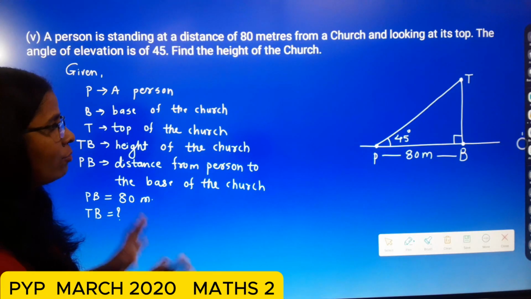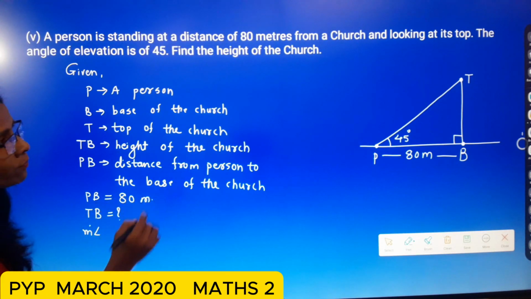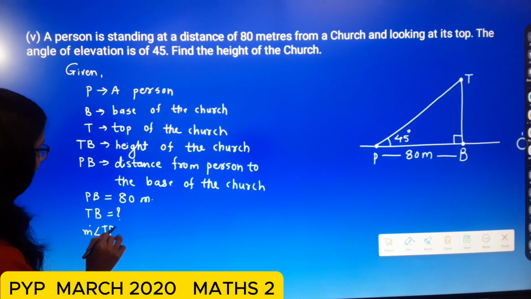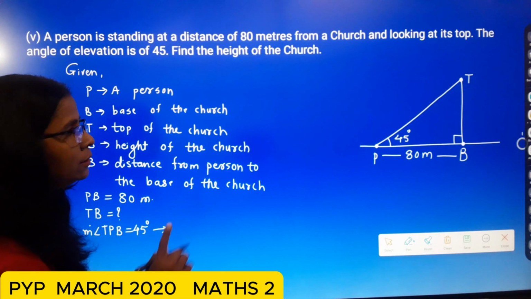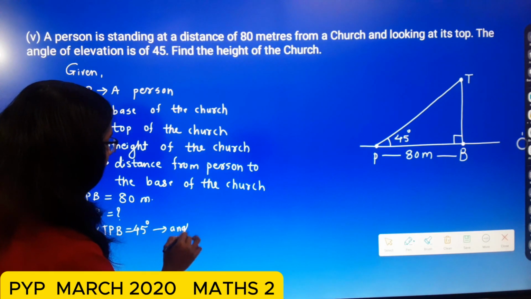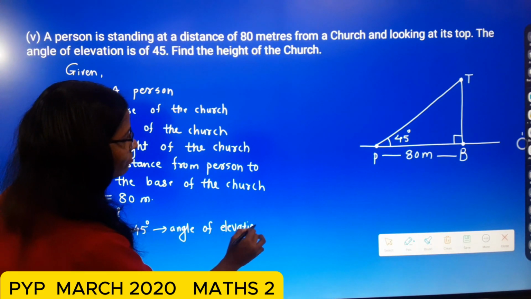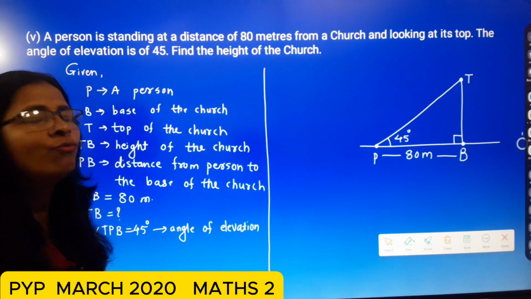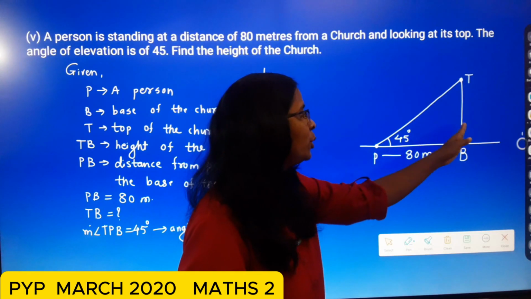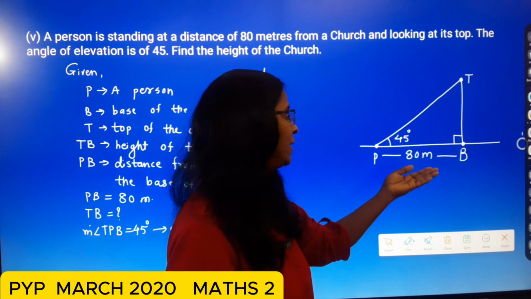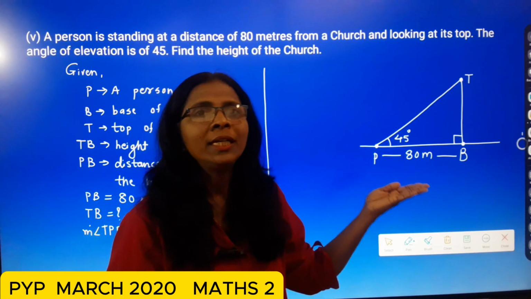Okay students, now the angle of elevation: we write that measure of angle TPB is equal to 45 degree. It stands for the angle of elevation. Now which ratio do we use? We have to find TB, which is the opposite side of angle 45 degree, and the adjacent side is given. So that's why we use the tan ratio.